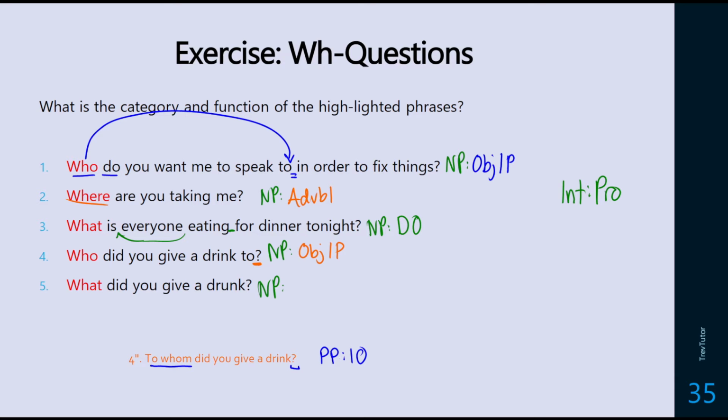Okay, finally, what did you give a drink? So you gave something to a drink. So in this case, this is the direct object. So this one is a little tricky. You've got to think a lot about what the original sentence was. So you kind of have to do movement in reverse. But with enough practice, it's pretty straightforward. And this is how you can form any WH question in English, no matter how complex the sentence is.